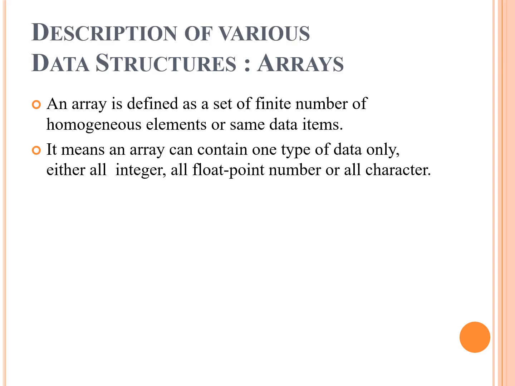Now let us look at various types of data structures, that is, the array. An array is defined as a set of a finite number of homogeneous, that is same, data items. It means an array can contain one type of data only, either all integers, or all floating point numbers, or all characters. You can use any type of primitive data type while generating an array.